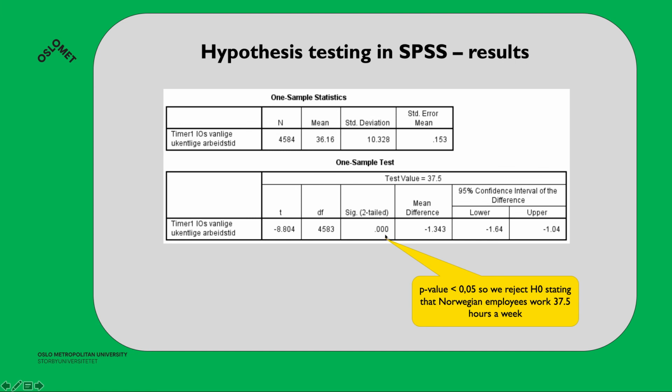So basically, we test this value, and we find that the number of hours worked per week by Norwegian workers is significantly different. So we generalize from our sample that Norwegian workers work significantly less or more than 37.5 hours per week. And in this test, actually, they work less, because this is the mean hours of work per week Norwegian workers have reported in our sample.